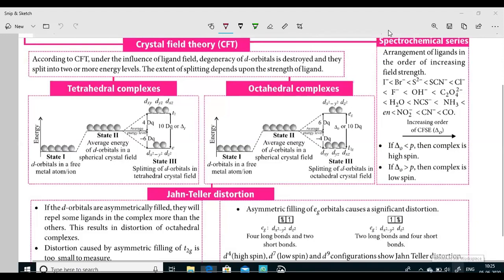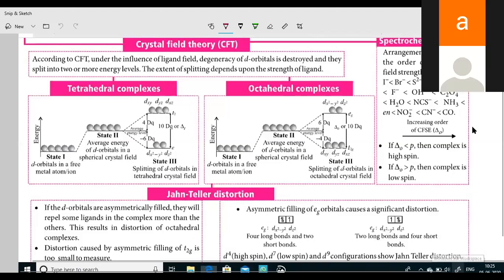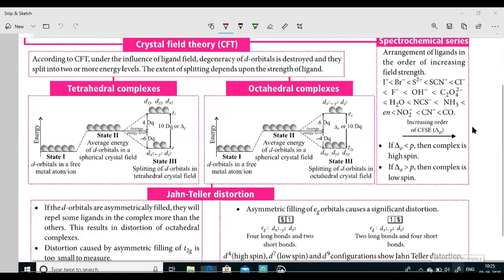So what do we mean by degeneracy? Degeneracy of d orbitals. The term degeneracy means having the same energy. This we are calling degeneracy. Okay, so degeneracy means having the same energy. So according to crystal field theory, under the influence of ligand field, degeneracy of d orbitals is destroyed.